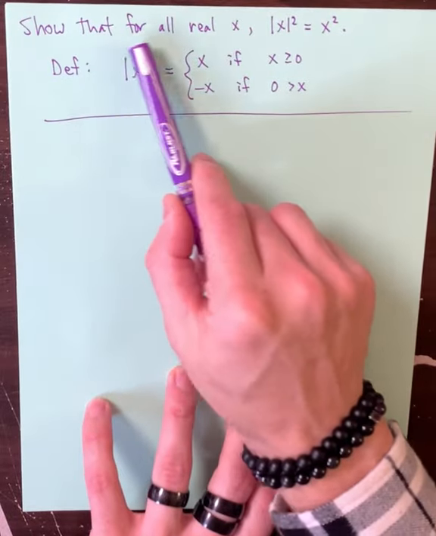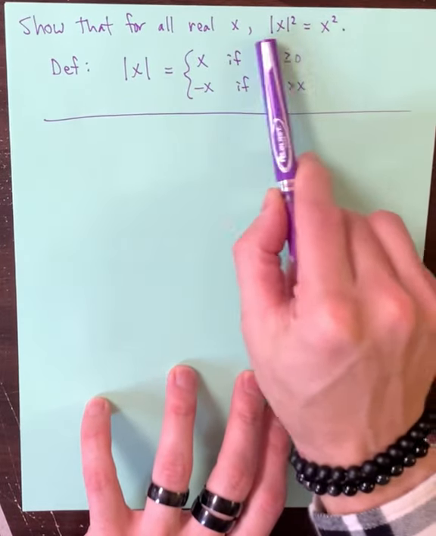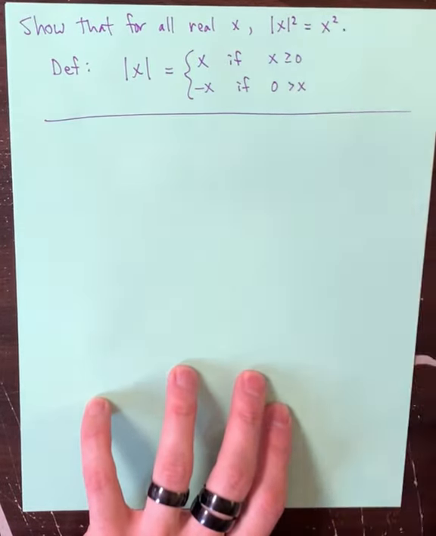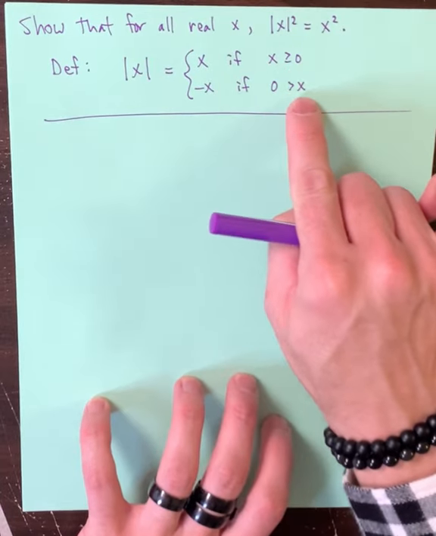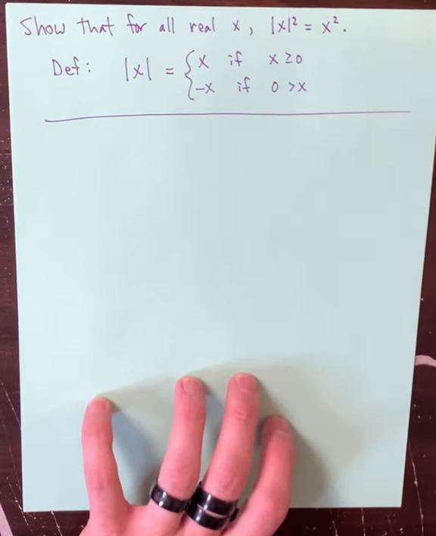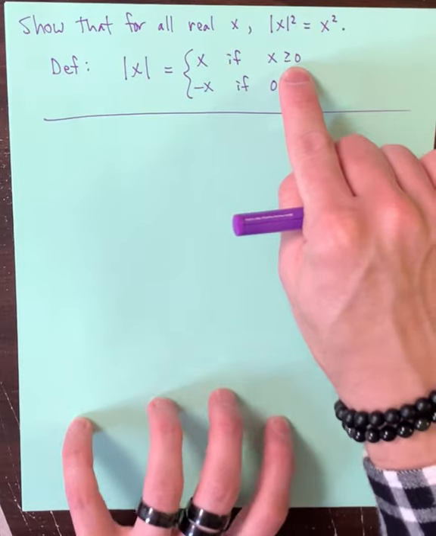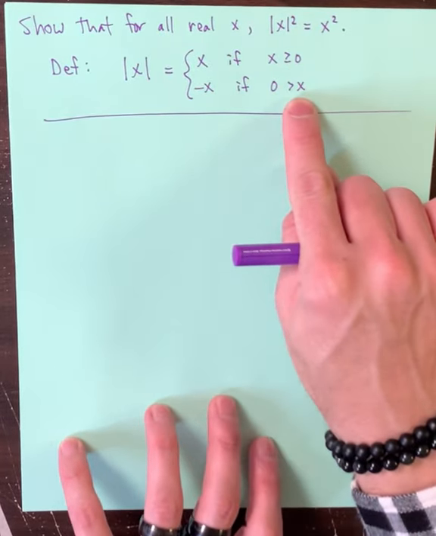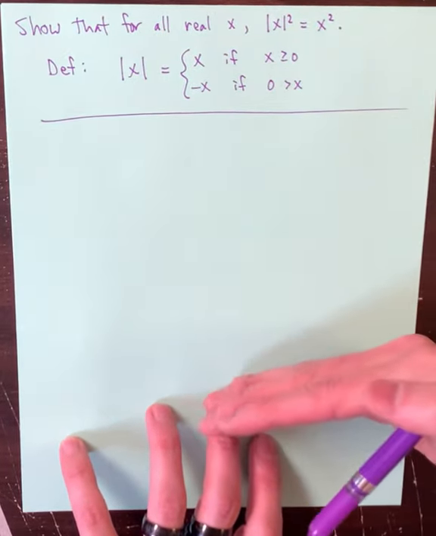So we want to show that for any real number x, this equation holds true. Now we have two cases. X is a real number, so it can be either positive or zero, or it can be negative, right? There's no third option. Either it's greater than or equal to zero, or it's less than zero. So let's break this up into two main categories.